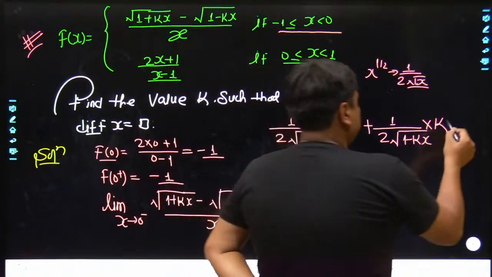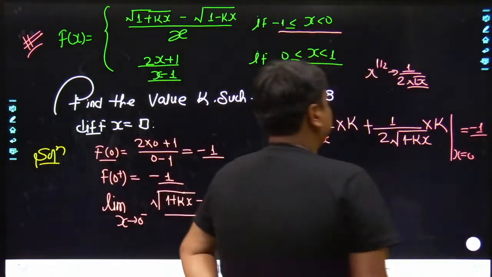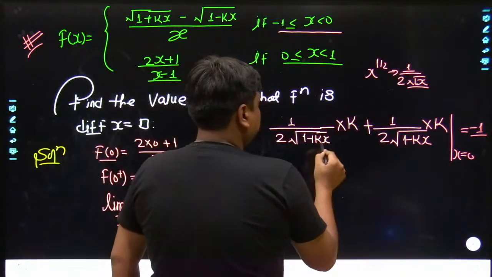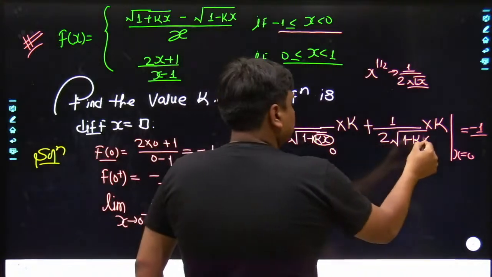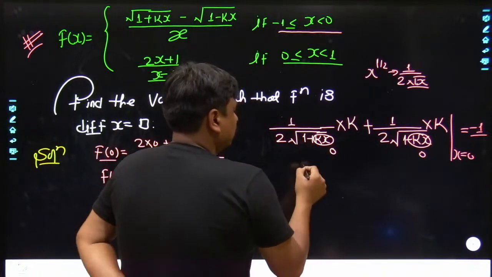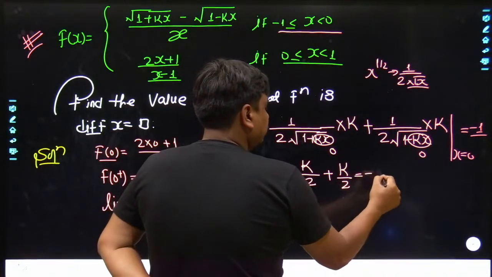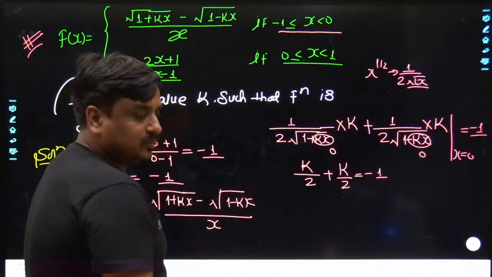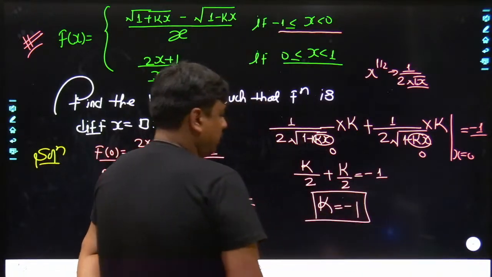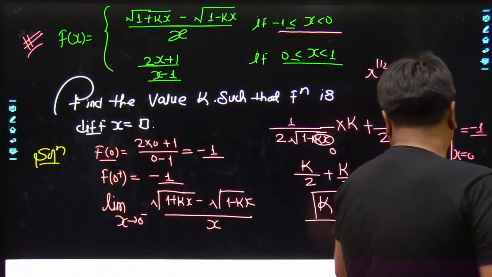The x has to be fed as 0 minus, and the result has to be compared with minus 1. So from here you can easily find the value of k. When we feed x equals 0, this becomes 0. Root of 1 becomes 1, root of 1 becomes 1. So the factor left is k divided by 2 plus k divided by 2, which results in k, and the result is found to be minus 1. So the value of k has to be precisely minus 1.